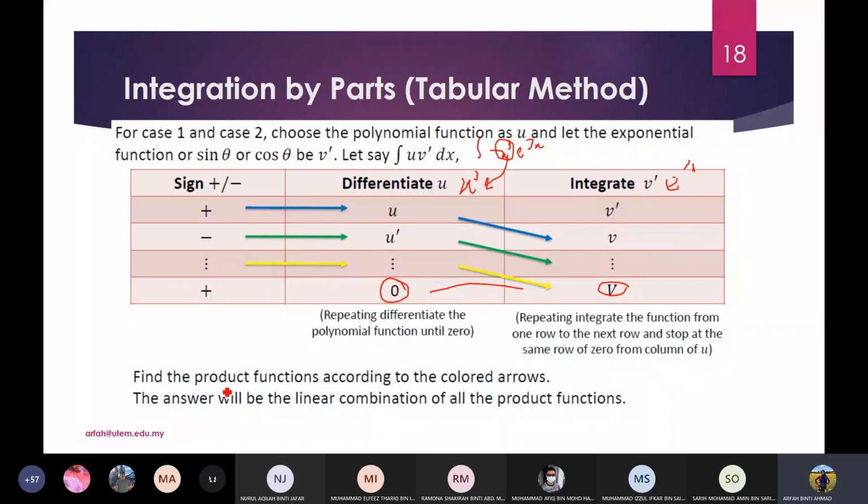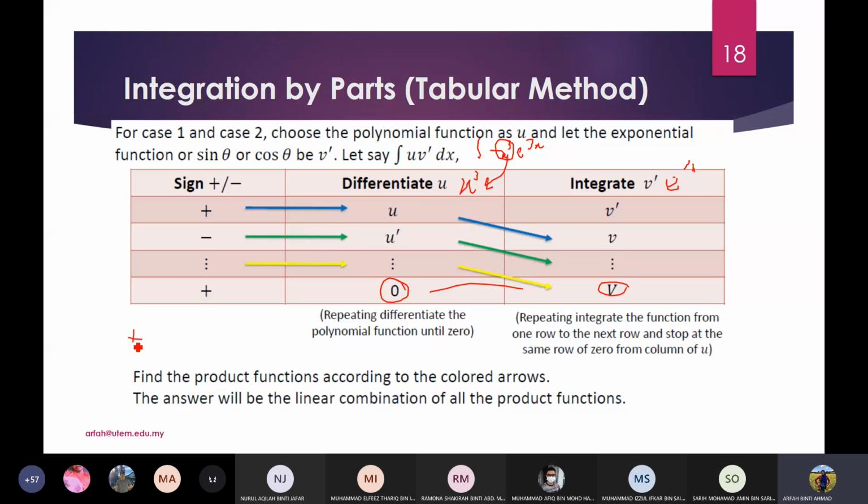So from here, find the product function according to the colored rows. Meaning that yang biru plus sign darabkan dengan u dan darabkan silang dengan v prime. And then the product function, okay. Yang ini awak ambil u prime, yang hijau darabkan dengan v yang dekat bawah kolom dia. Then yang kuning darabkan dengan that one. So this answer will be the linear combination of all the product function.